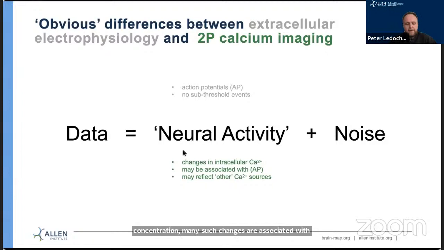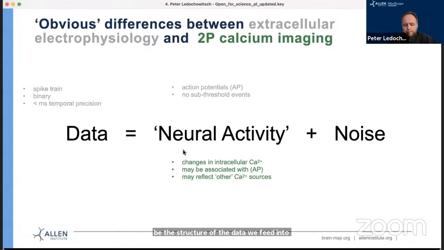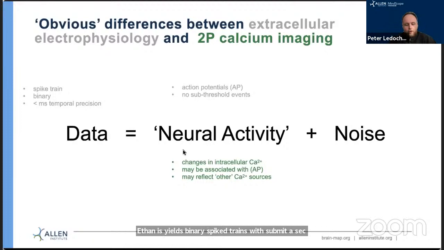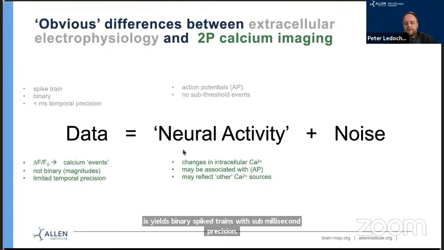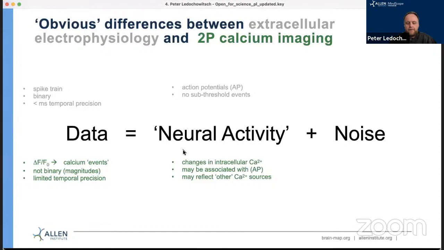The structure of the data we feed into downstream analyses is different as well. Ephys yields binary spike trains with sub-millisecond precision. From fluorescence, on the other hand, we eventually extract calcium events, which have magnitudes reflecting the amplitudes of the peaks in the dF over F and can have a complicated relationship with the underlying instantaneous firing rate.